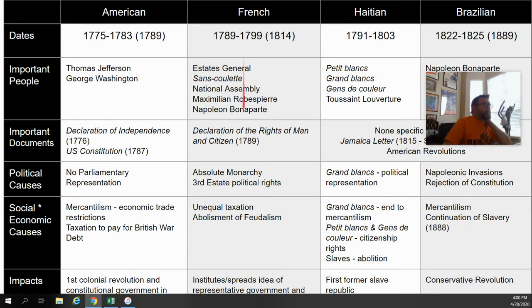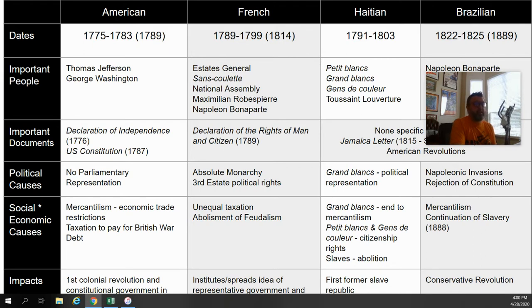Now, the French Revolution doesn't start these ideas of representative government or natural rights for citizens. The American Revolution does that. But the French Revolution is more consequential because it spreads those ideas through Europe through war.